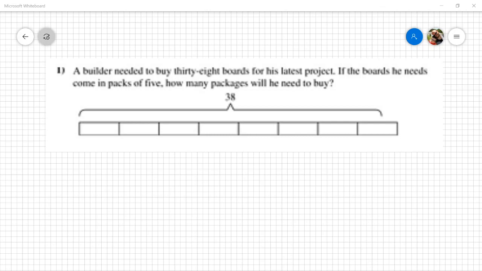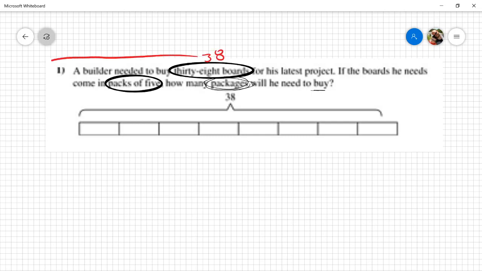It says a builder needed to buy 38 boards. 38 boards. Okay, you know I'm always going to try to grab the numbers that are in the question first, for his latest project. If the boards he needs come in packs of five, how many packages will he need to buy? So I have 38 boards from the question, and I'm going to break it down this way. 38.